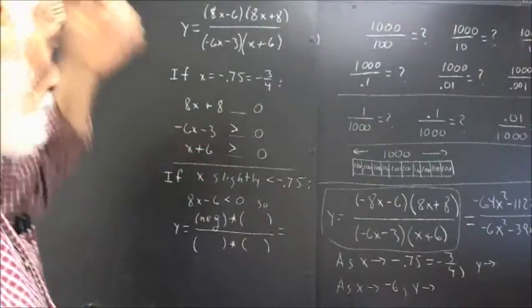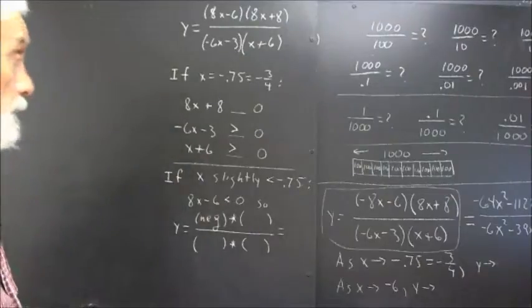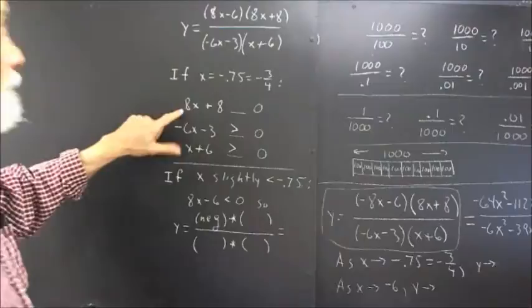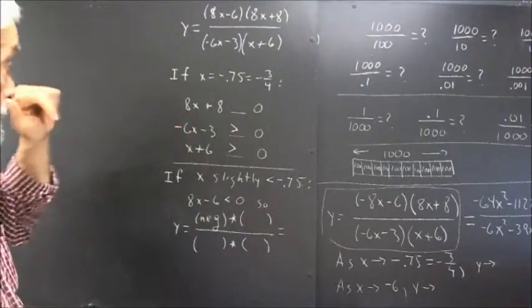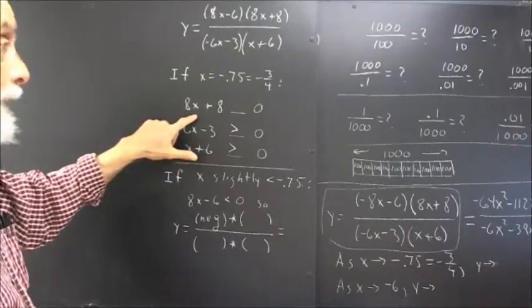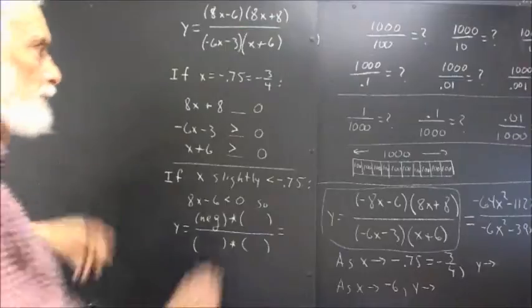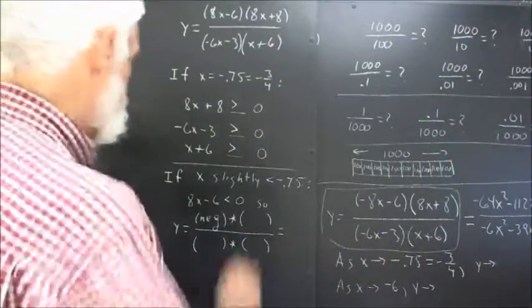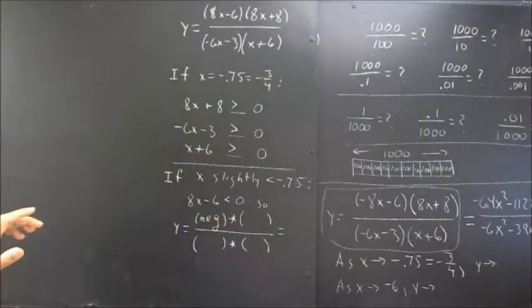What about 8x plus 8? Well, 3/4 of 8 is fairly easy to calculate. You might have to write it down on paper, but hopefully you can do that in your head. Either way, 3/4 of 8 is 6. Negative 3/4 of 8 is negative 6. So you've got negative 6 plus 8, that's equal to 2. That's greater than 0. And let's see. Yep. Okay, so it turns out that all these factors are greater than 0.